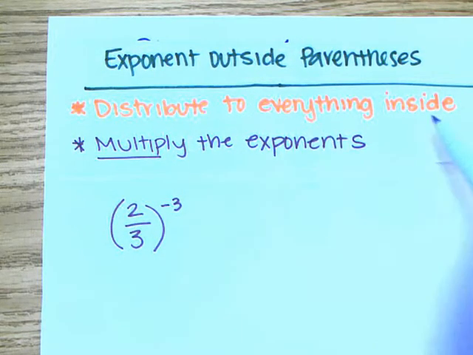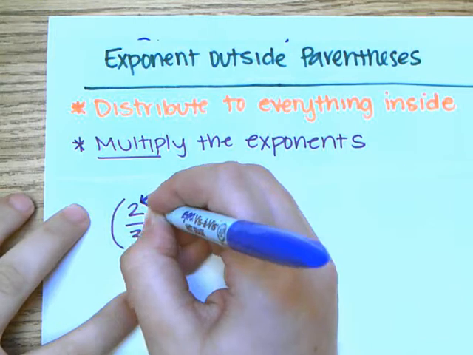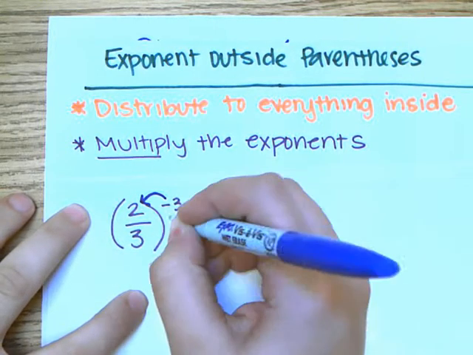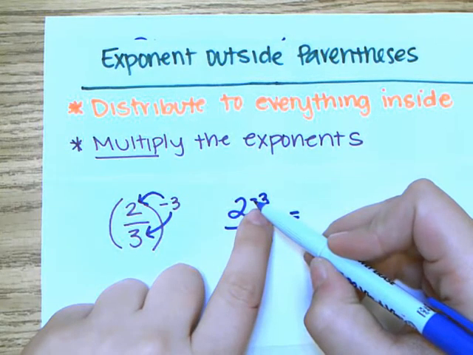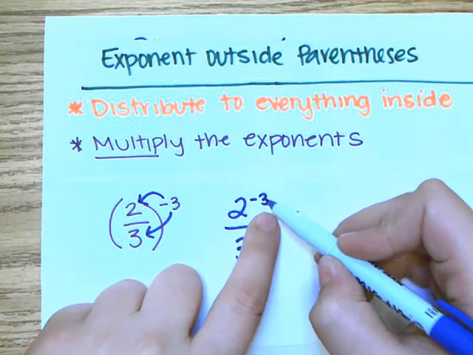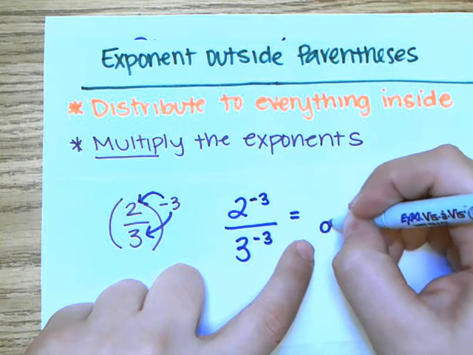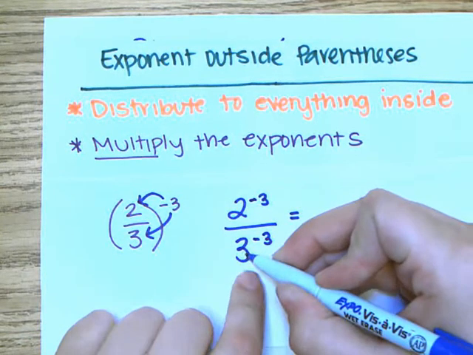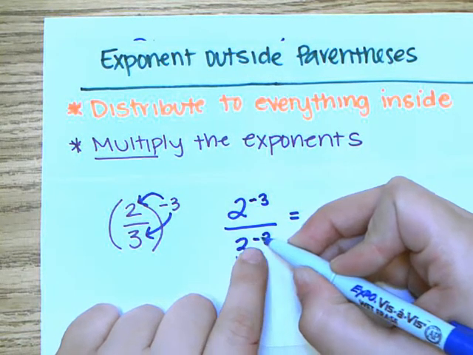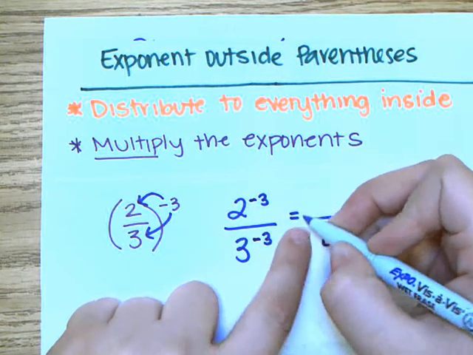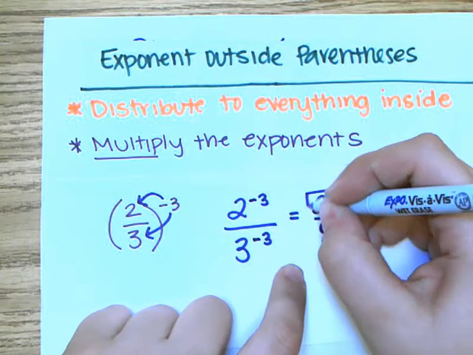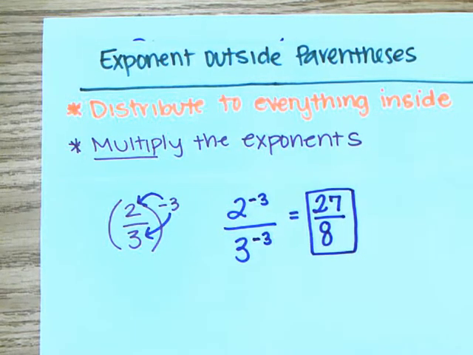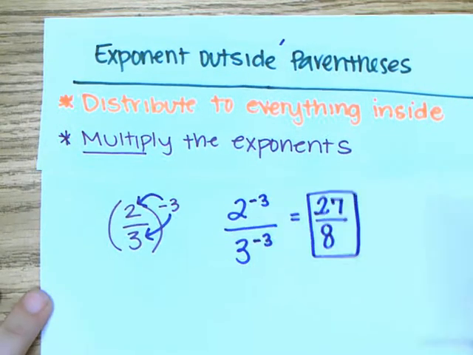So we have an exponent on the outside. So this is our rule. We're going to distribute the exponent to everything inside. So we're going to distribute it to the 2. So that's 2 to the negative 3rd power and 3 to the negative 3rd power. Since it has a negative exponent, we're going to do it just like normal. 2 to the 3rd is 8, but that negative means it's going to move to the denominator. And this is 3 to the 3rd power, which is 27, but that negative means it's going to move, since it's already in the denominator, we're going to bring it up. And our answer is 27/8.